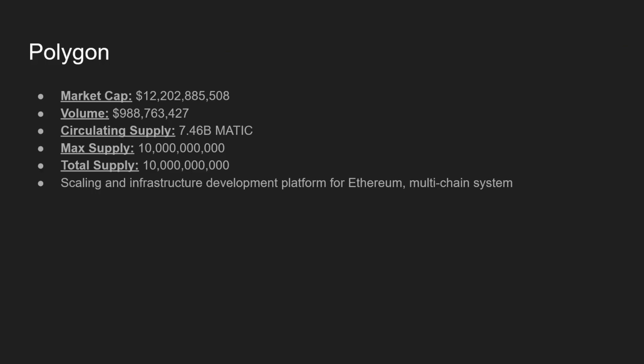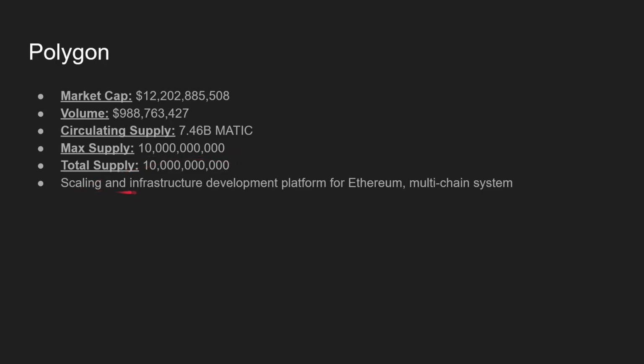Next up, let's take a look at Polygon. So Polygon has a $12 billion market cap. It sees about $988 million of trading volume. There is a circulating supply of 7.46 billion Matic in circulation. This is available to the public. The maximum and total supply are equivalent to about 10 billion Matic tokens.